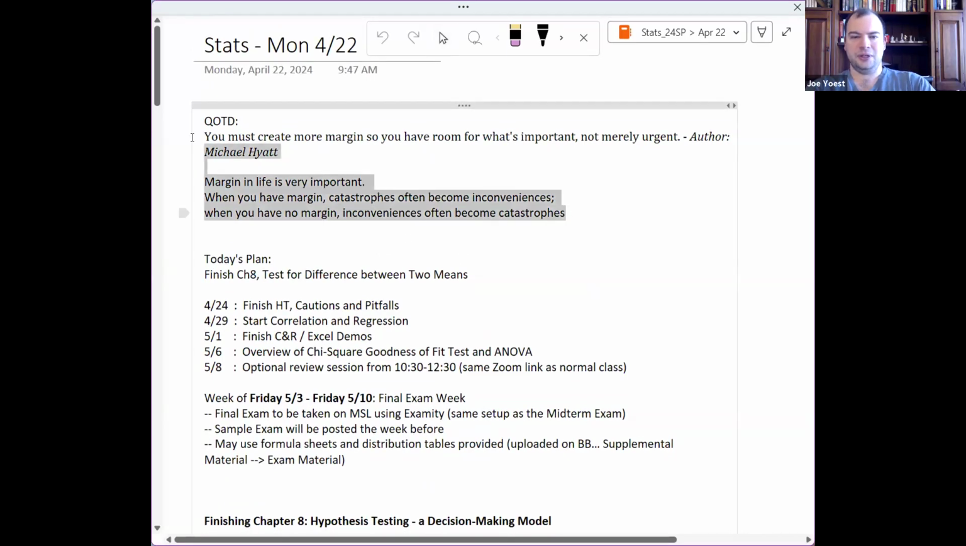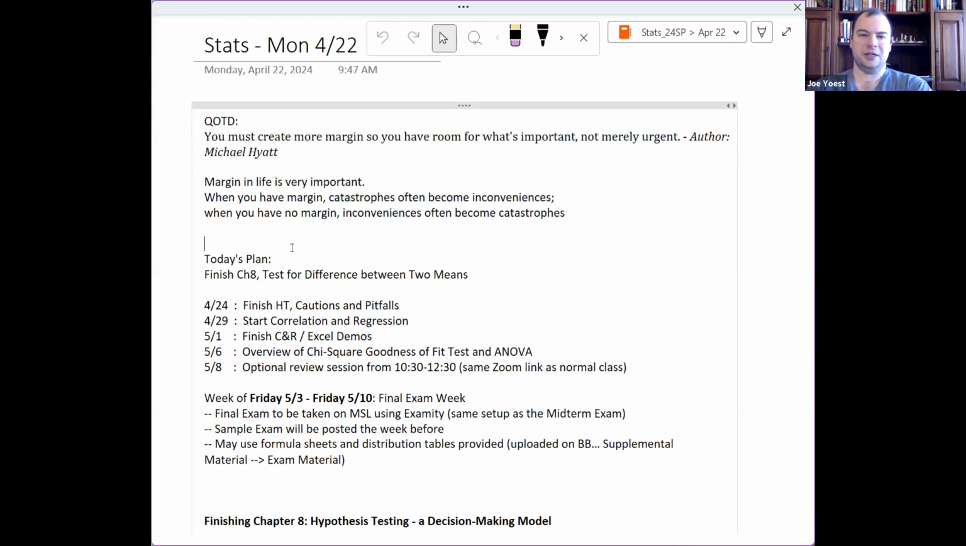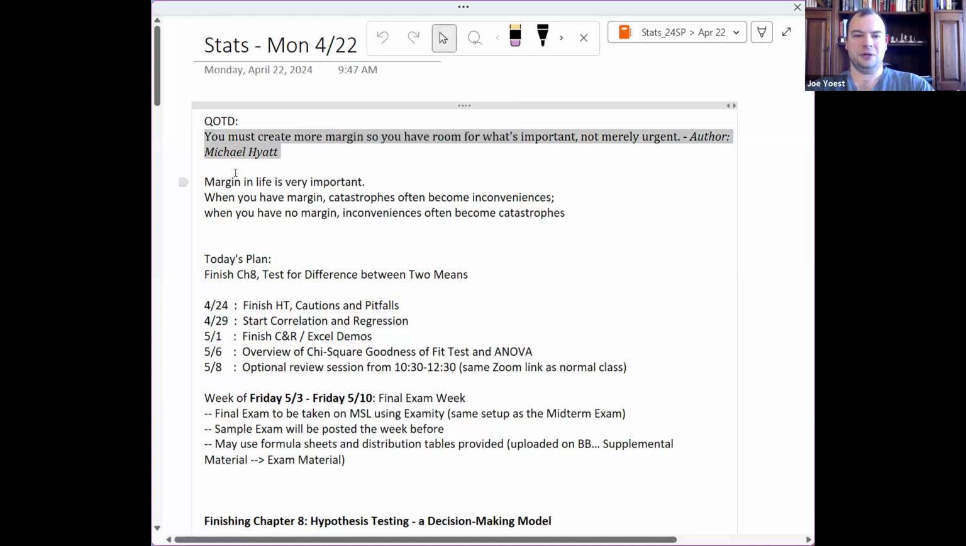And the quote of the day today, again, has to do with margin. We had a quote dealing with margin at the beginning of the semester, but I think it's especially relevant as we move into the end of the semester when final exams and projects and presentations and so on are all kind of piling up for all of your courses. This quote by Michael Hyatt: "You must create more margin so you have room for what's important, not merely urgent."